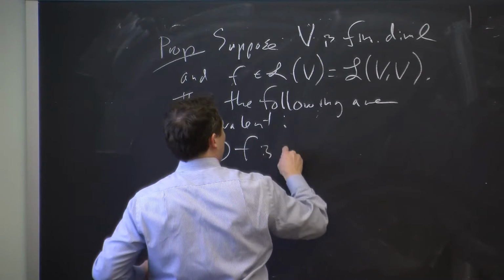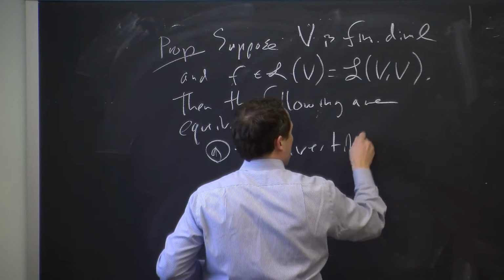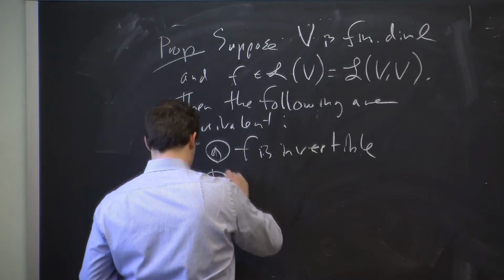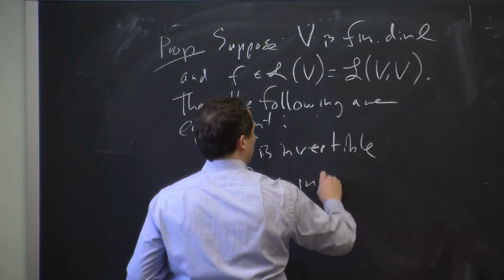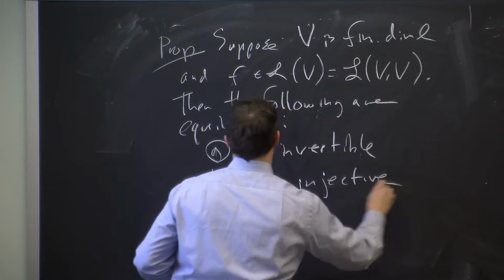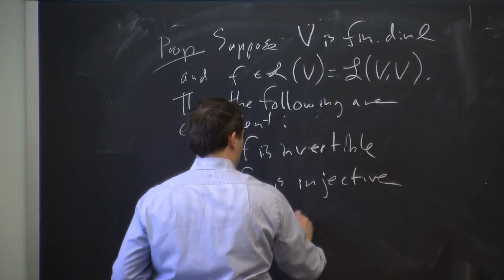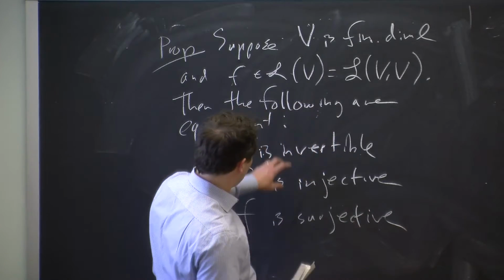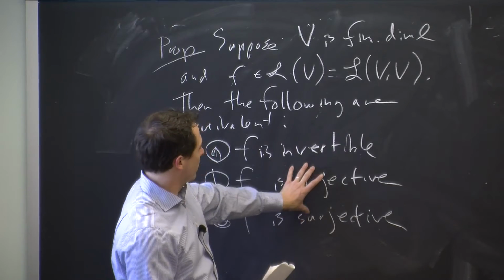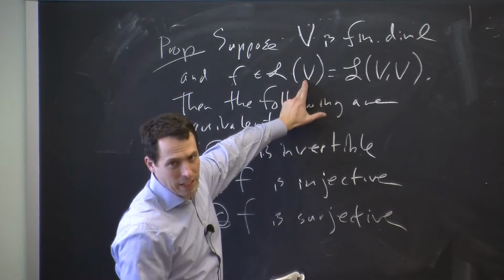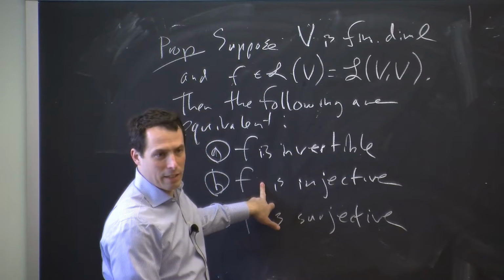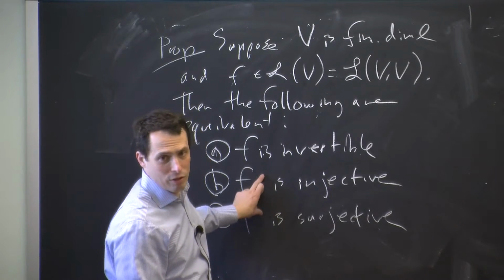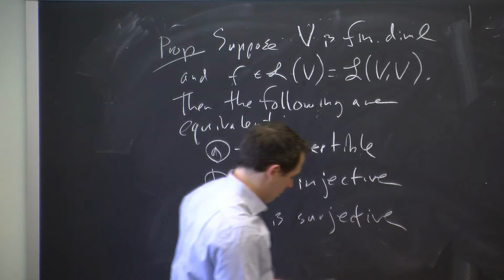A, F is invertible. And remember that an invertible linear map is both injective and surjective. B, F is injective. And C, F is surjective. And so the content of this is, we already know that invertible is the same as these two, but in the case that F maps V to itself, it's enough for it to be injective. That implies surjective, which we proved last time. If it's surjective, that implies injective, and those two together imply that it's invertible.